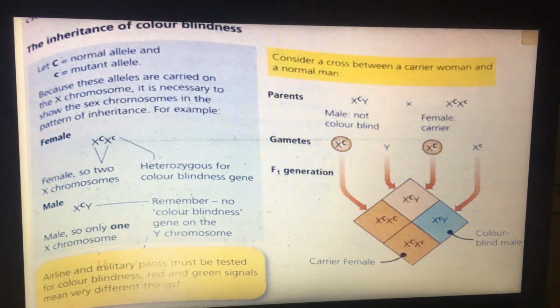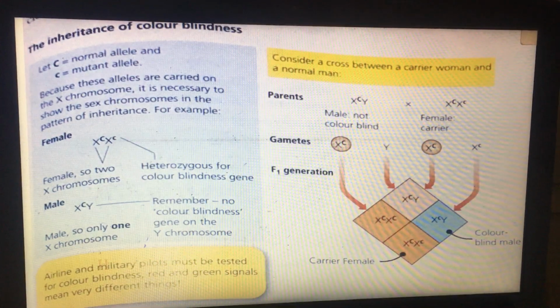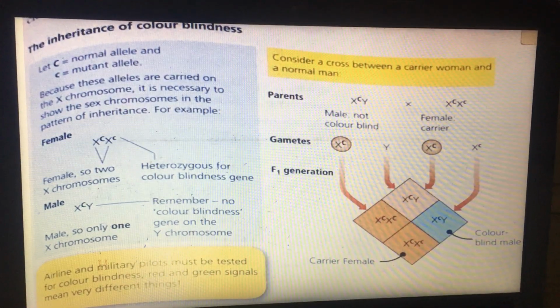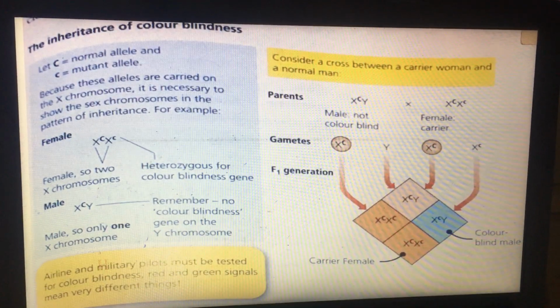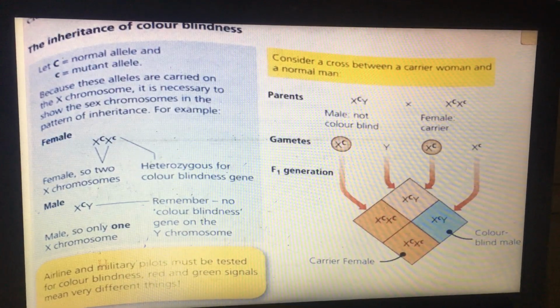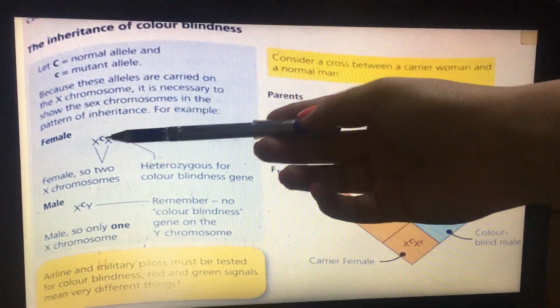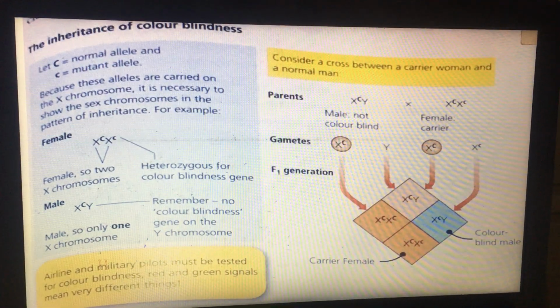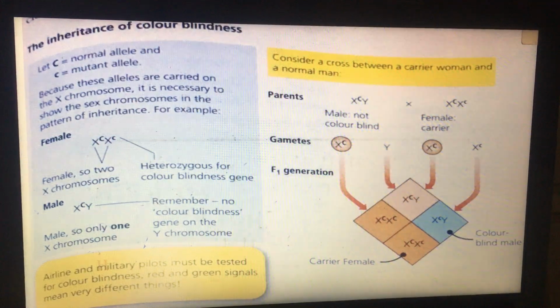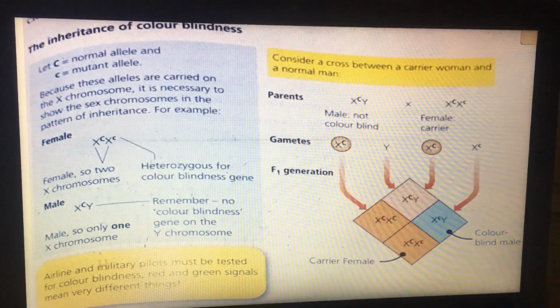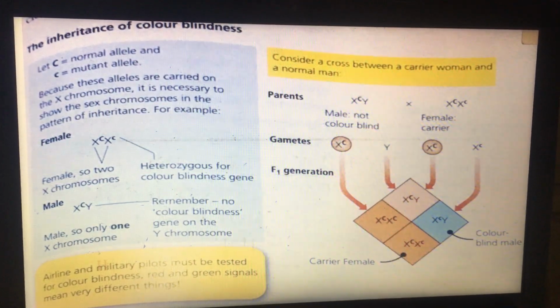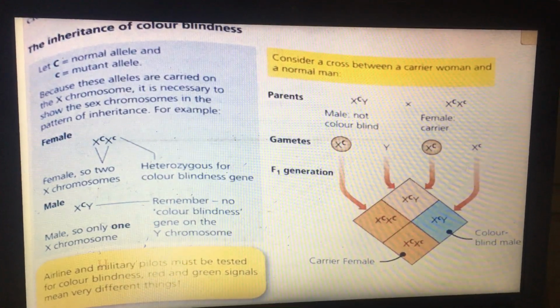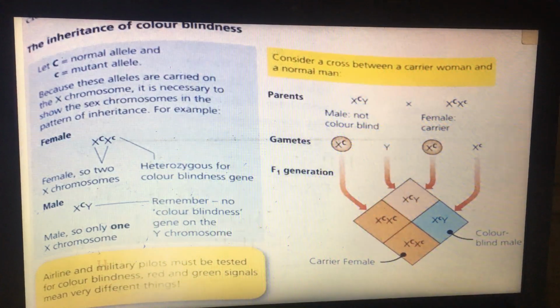Okay? Now, let's say that C capital is the normal allele for color blindness and C small is the mutant allele for color blindness. Now, how do we write the sex chromosomes for this gene? For a female, we write XX to tell people that this is a female. So two X chromosomes, and those X chromosomes carry the gene for color blindness.